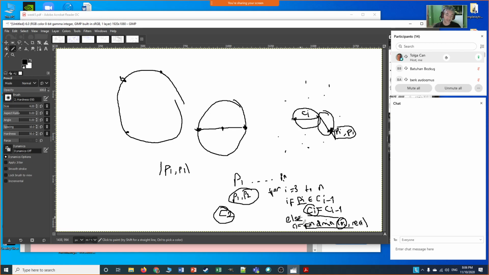If it's not inside, then now we have something interesting. If you find the point pj in the second loop, in the second function, which is also not inside the current circle, now you need to find the minimum circle which includes both of these points. So it's like one function calling another function.